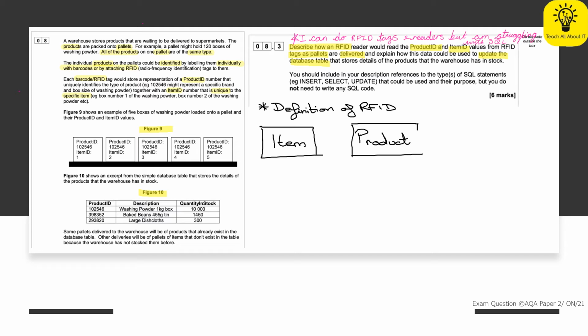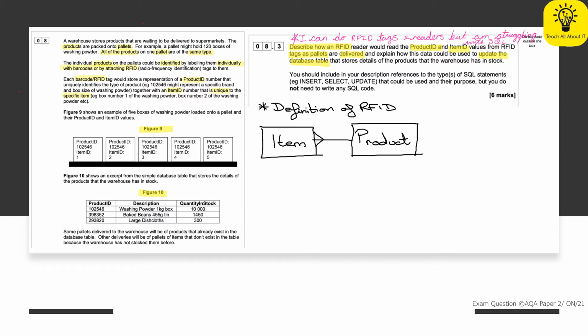Now we know that one product can appear in many item lists. So item 1, 2, 3, 4 and 5, they are all the same product. So we've got something going on here that means that we've got a bit of an entity relationship diagram. We could talk about there being maybe a select.